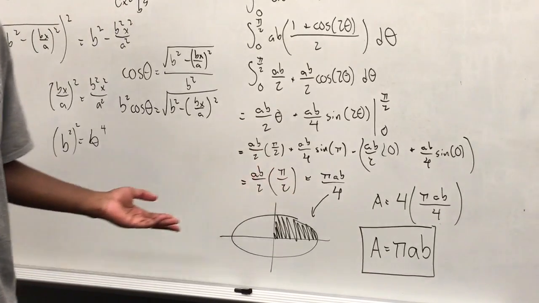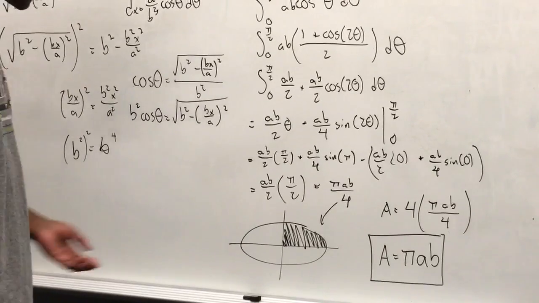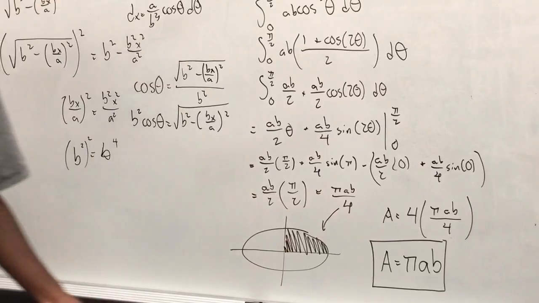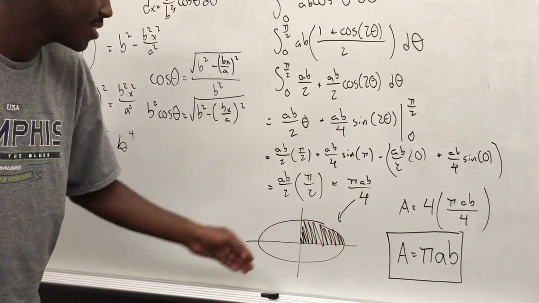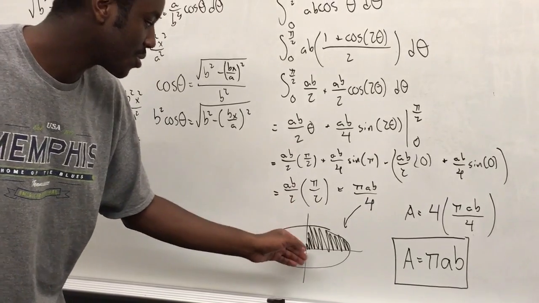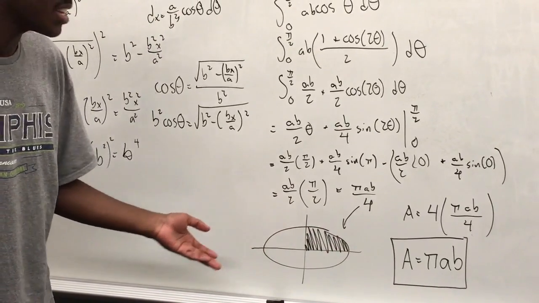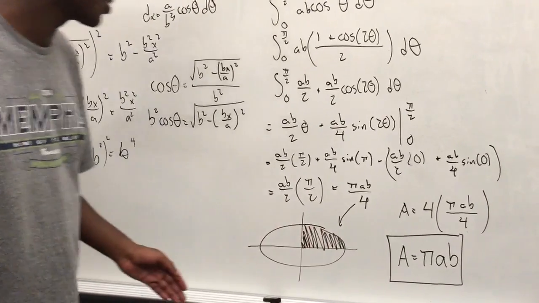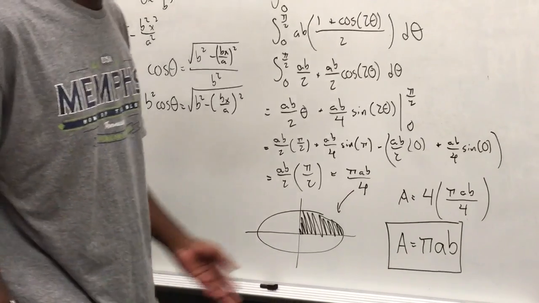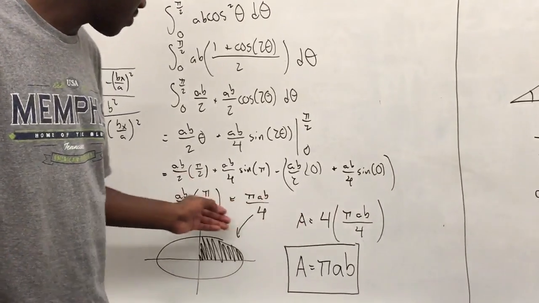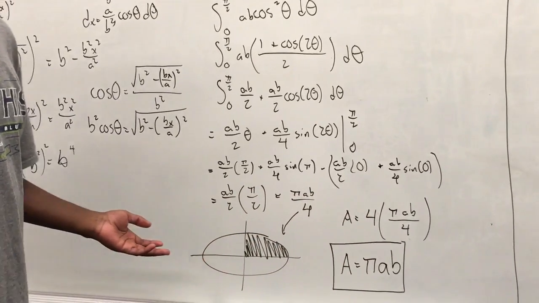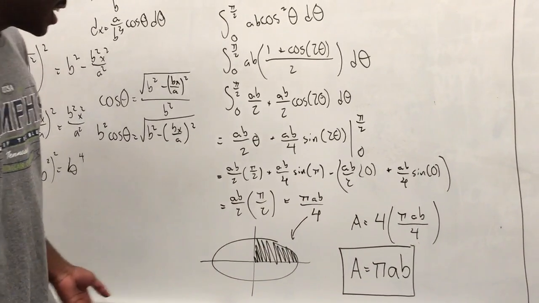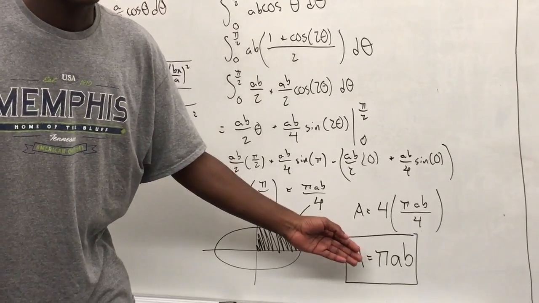Now this 4 here is here because we found a quarter of the area, that is the top half of the bounds from 0 to a, or in terms of theta, 0 to pi over 2. So to find the area of the ellipse, we just multiply what we found here from the integral by 4. And thus the area of the ellipse is pi times ab.